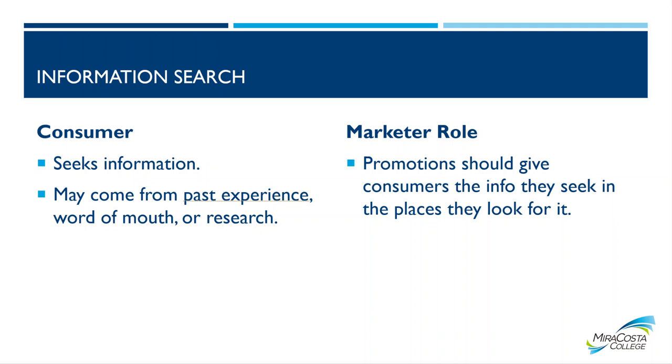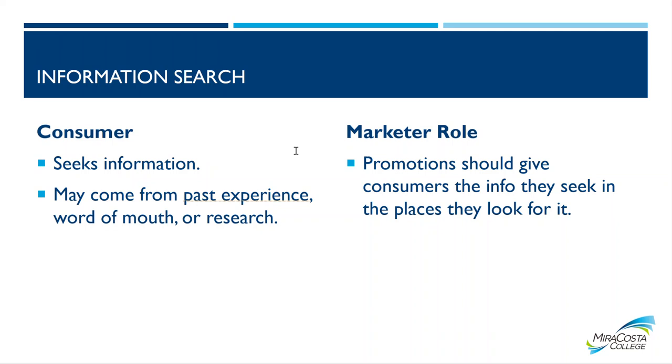So the consumer also seeks information, which may come from past experience, word of mouth, or research. The marketer's role: promotions should give consumers the info they seek in the places they look for it. So this could be with anything. Think you want a good pair of running shorts. You want to seek information, you're going to do research. What are professional athletes wearing, what are people in your run club wearing, what are other people wearing? This may come from your past experience. What running shorts brands have you worn in the past, whether it's Under Armour, Nike, Rabbit, Brooks. Maybe you ask your friends or do a little Google research or Facebook.